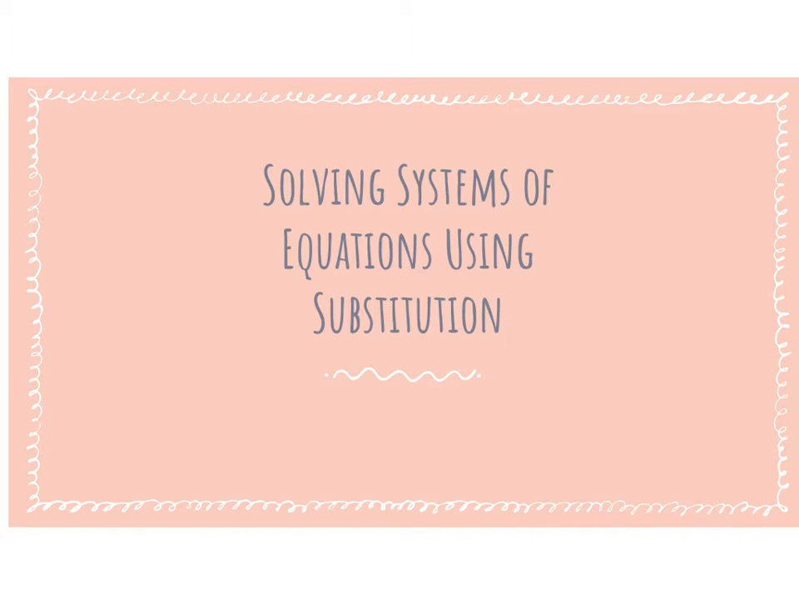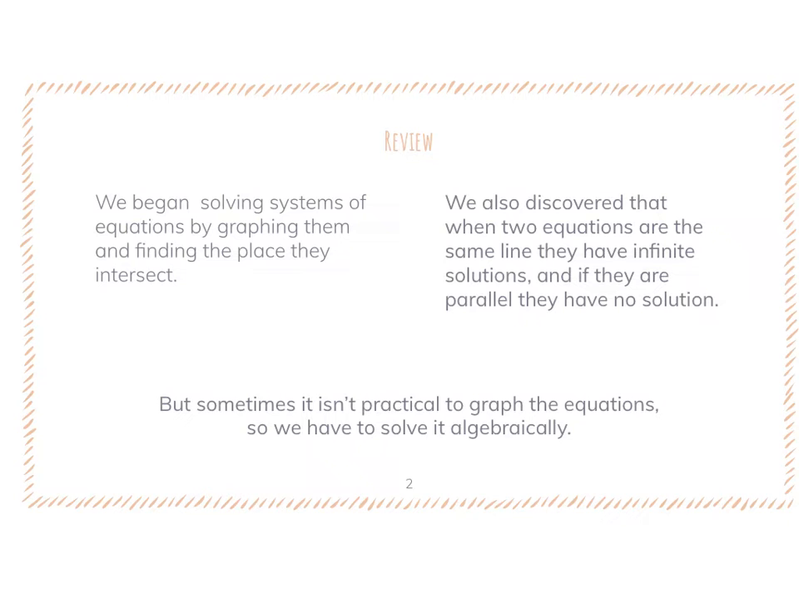So today we're going to be learning about solving systems of equations using substitution. To review, we began solving systems of equations by graphing them and finding the place that they intersect. That gave us a point that was an ordered pair with an x and a y value.